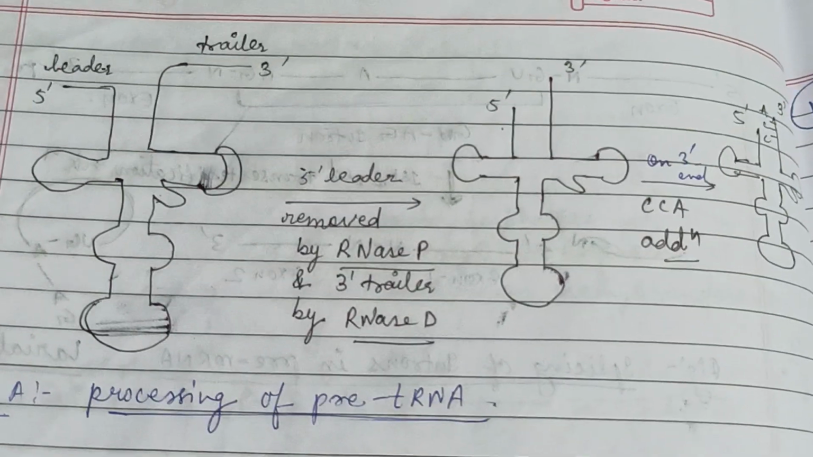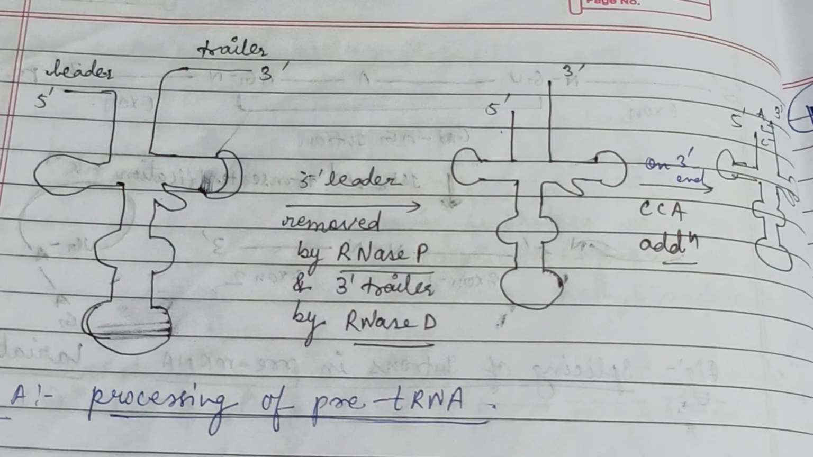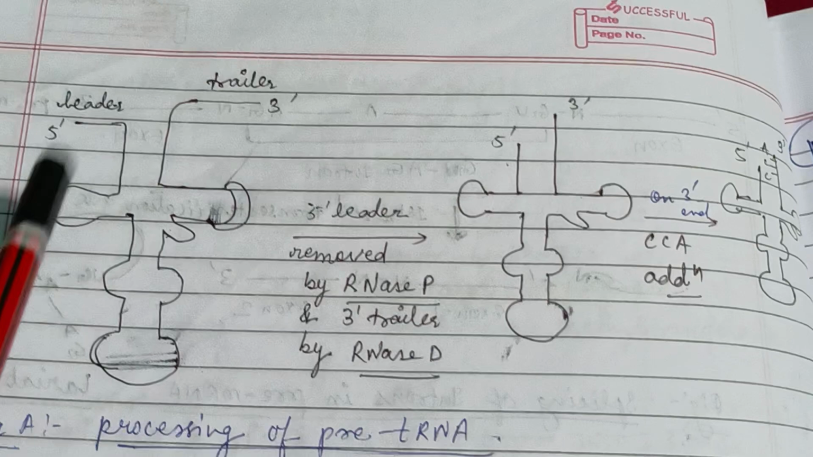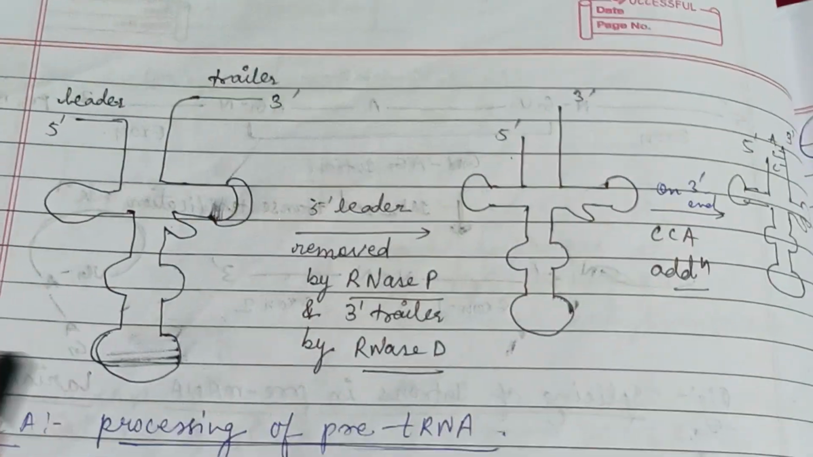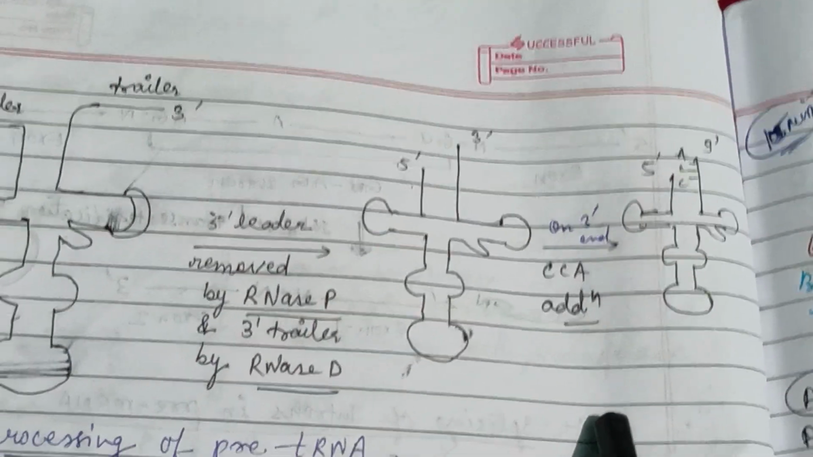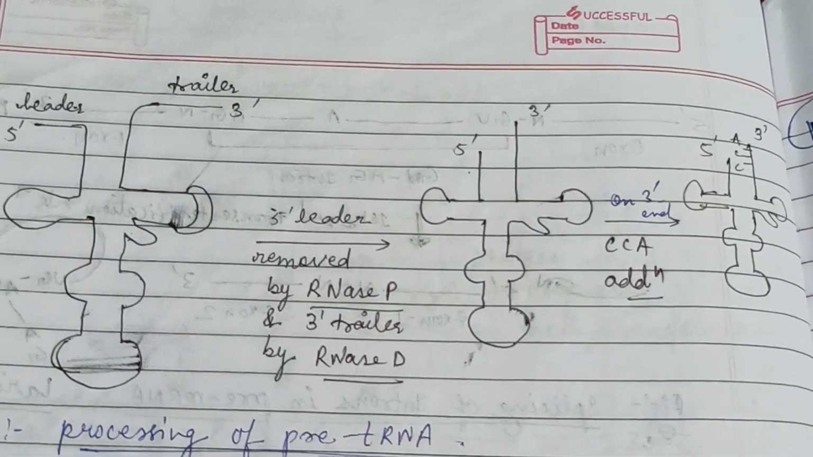And in this figure, the processing of pre-tRNA is done by the enzyme RNase P and the 3' trailer end by RNase D. There is a leader and a trailer sequence which is removed by RNase P and RNase D, and forms the mature tRNA. So that is all about the RNA processing, tRNA processing.